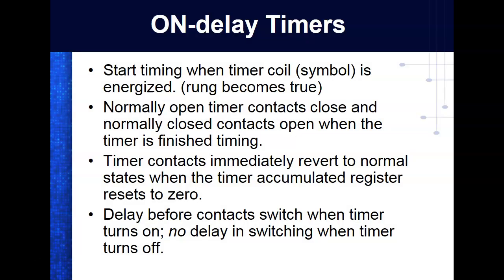On delay timers: when the timer coil or the symbol for it is energized, or the rung becomes true, normally open contacts close and normally closed contacts open when the timer is finished timing. Timer contacts immediately revert to the normal state when the timer accumulator register resets to 0. This guy uses registers a lot. We'll talk about that in a minute. Delay before contact switch when timer turns on. No delay in switching when timer turns off. That make sense?